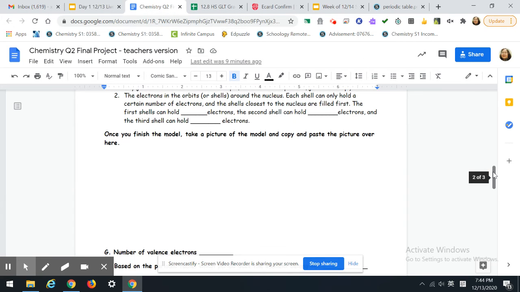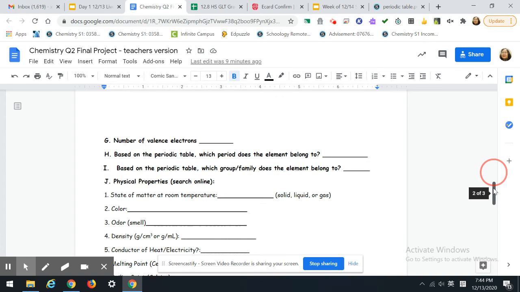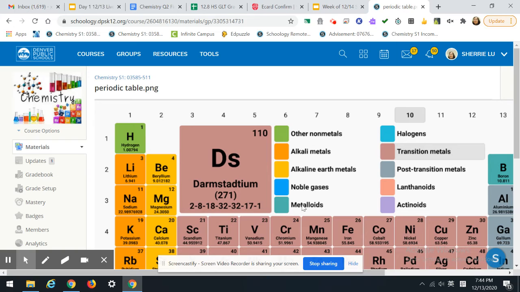So then the next thing it asks you is the number of valence electrons. The valence electrons are the electrons in the outermost energy level, so make sure you know how to determine it. Based on the periodic table, which period does the element belong to? Which group does the element belong to? I hope you still remember what a period is and what a group is. I will give you an example.